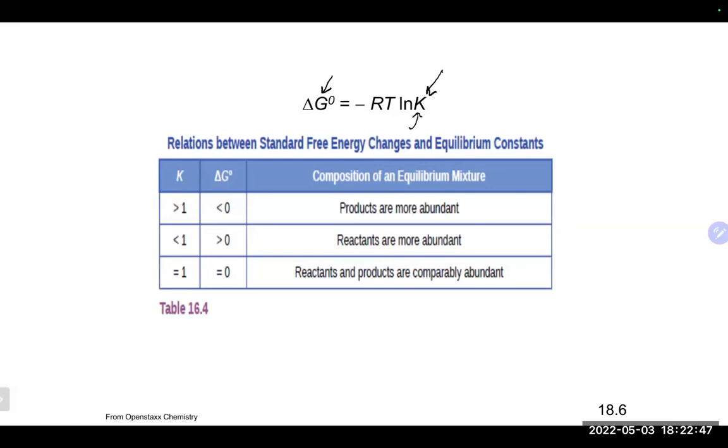That means we should mainly have reactants, which means the reaction is not really heading to the products. It's hanging out on the reactant side, which implies it is non-spontaneous, and you would have a positive delta G. So the K and the G should work together. Obviously, if you have a K value of 1, you have almost equal amounts of reactants and products, pretty close to each other.